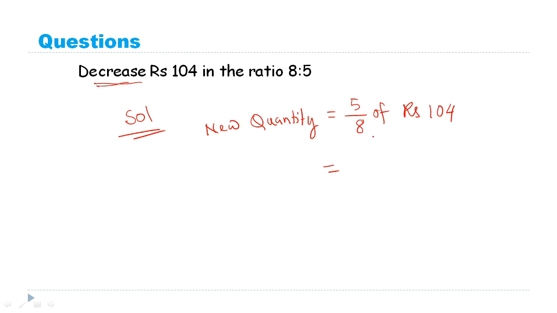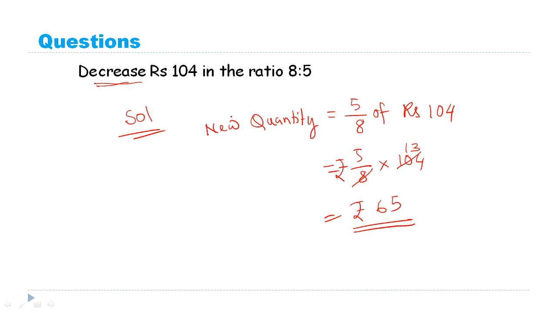It is the simplest way. 5/8 into 104. I'm using the rupees symbol. Now you need to divide this one. By 8 can we divide this? Yes, of course. Because 8 13 times is 104. So 13 5s is 65. That's the answer. Very simple, I will say.